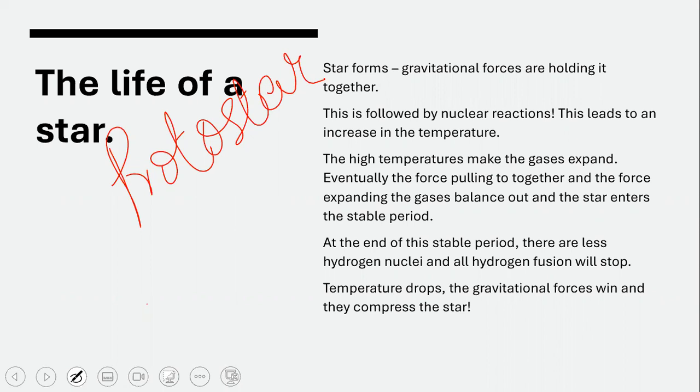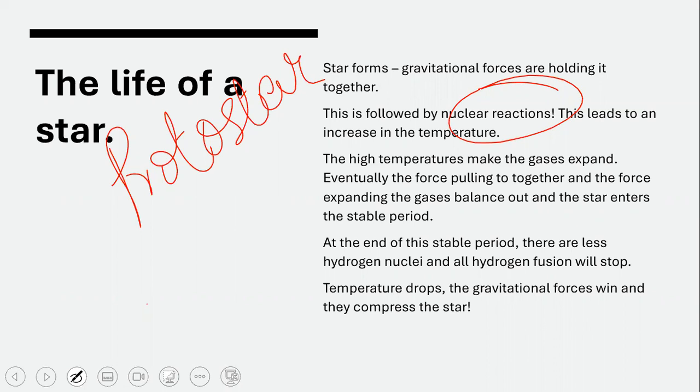Now, once the protostar is made, you have high temperature, right? Because nuclear reactions have started. Nuclear fusion is taking place. Because of that, huge amounts of heat energy are being produced. That heat energy will cause an increase in the temperature of the star. So what will happen whenever you increase the temperature of gases? Gases expand. So your star is going to expand.